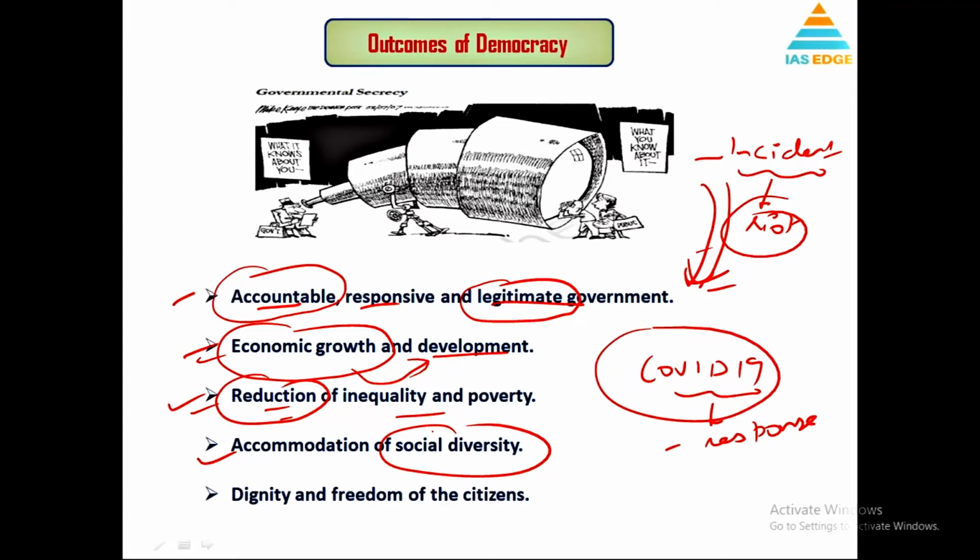Second is economic growth. Economic growth is very important. Economic growth means growth of the country's income and the development. What is development? Economic growth leading to development, where the benefits of the growth reach the masses. That is what development says. Reduction of inequality and poverty. Can we say there is inequality? A good democracy will focus on resolving it. Accommodation of social diversity. How do you accommodate social groups, their practices, whatever they want?